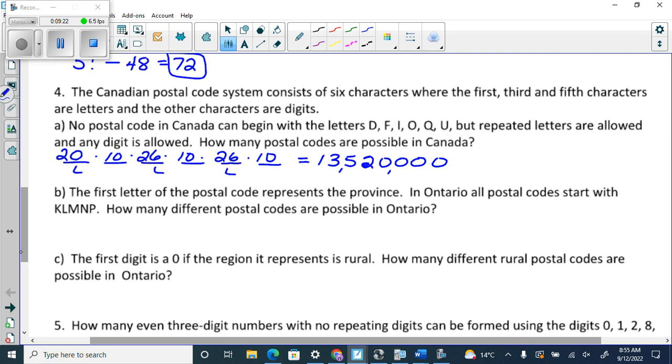In Ontario, all postal codes start with K, L, M, and P. How many different postal codes are possible in Ontario? 1, 2, 3, 4, 5, 6. K, L, M, and P, so I have 5. Then 10, then 26, then 10, then 26, then 10. And what do I get here? 3,380,000.